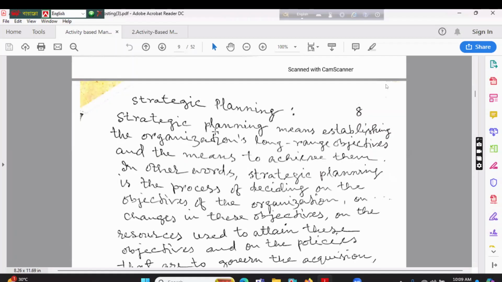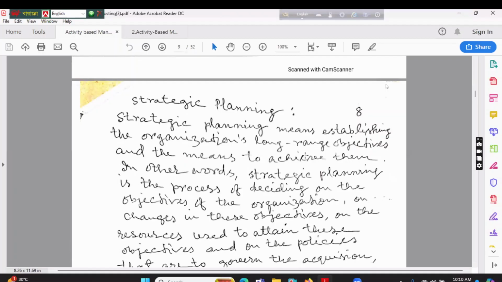To obtain optimum use from activity-based management, managers should prepare strategic plan. Strategic plan means long-term plan. One is short-term plan, another is long-term plan. Now, strategic planning, meaning of strategic planning.